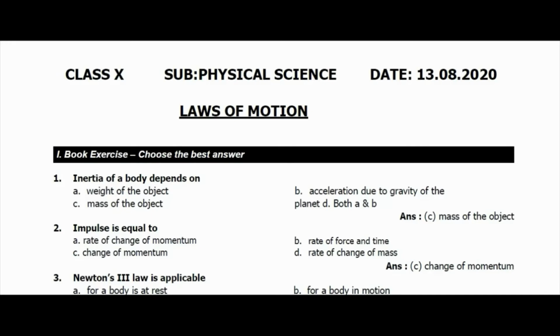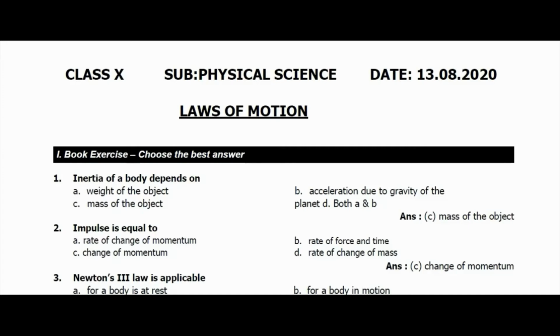In physics, first lesson, laws of motion, and in chemistry, lesson number 7, atoms and molecules. So, you are going to revise only those lessons, then only you will write the test properly. Okay, so for that purpose, now I am going to revise our first lesson, laws of motion.